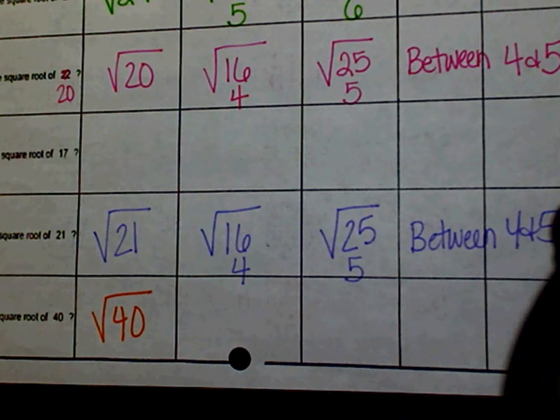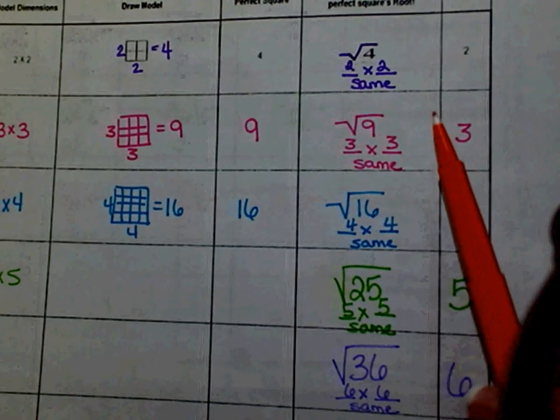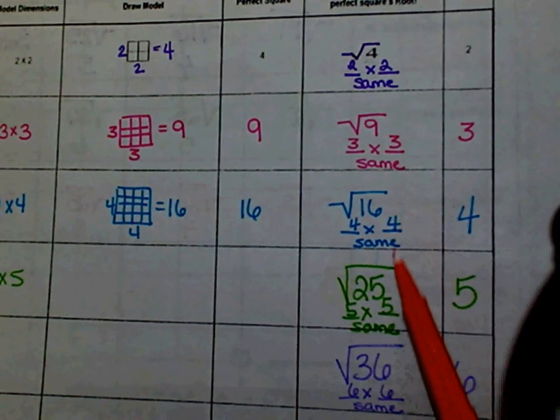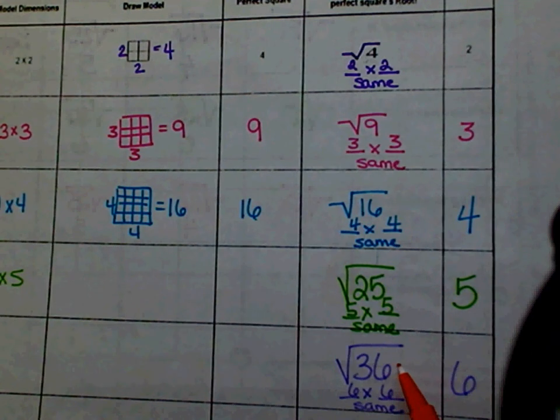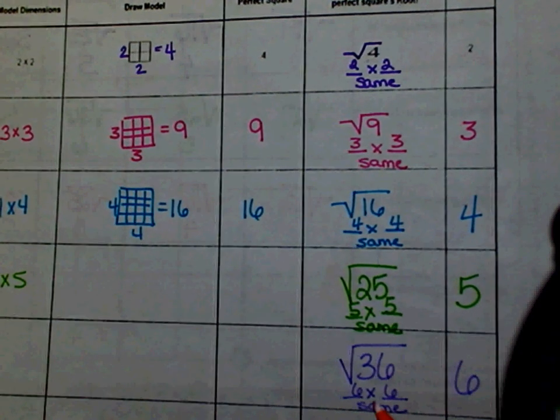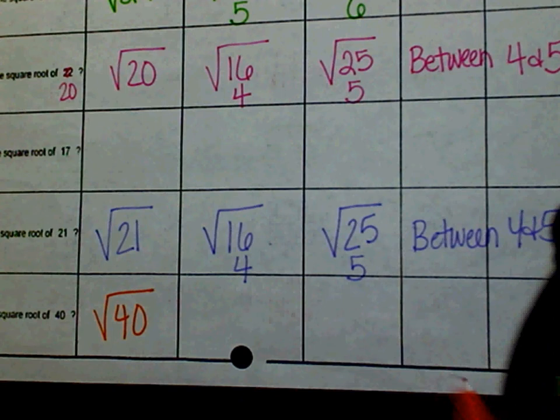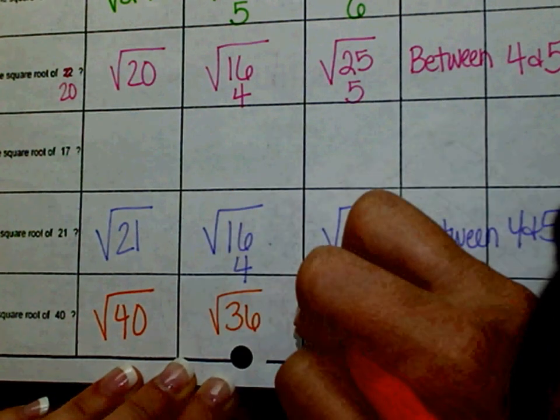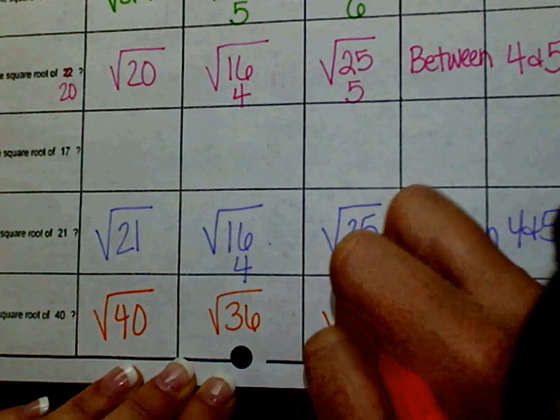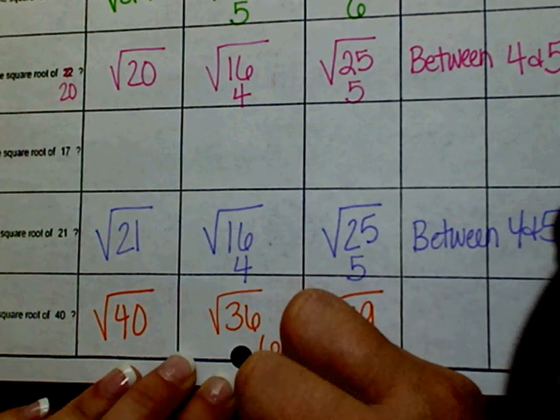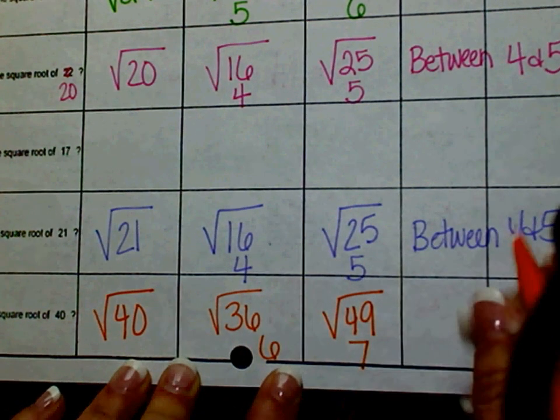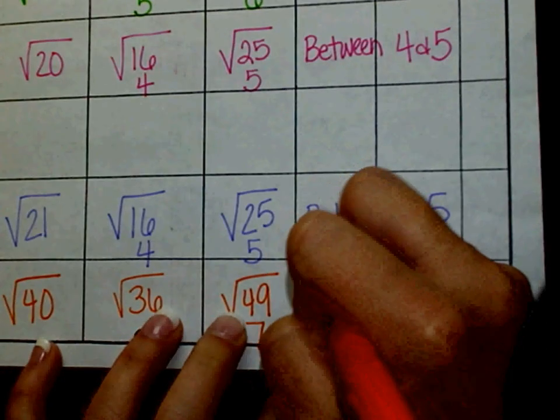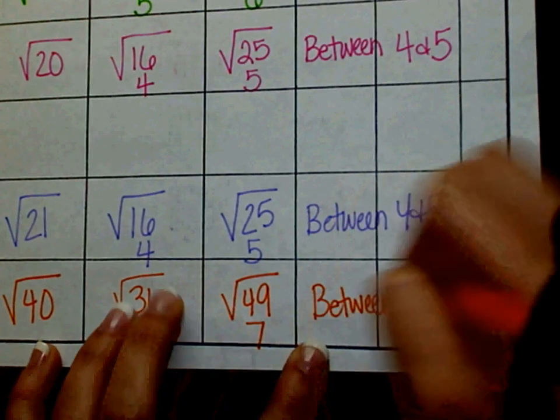So instead, let's look. This one shouldn't be between 16 and 25. But is it 25, 36? No. 36, 49? Yes. It would fall somewhere between there. So the square root of 40 would fall between the square root of 36 and the square root of 49. Square root of 36 is 6. Square root of 49 is 7. So the square root of 40 would fall somewhere between 6 and 7.